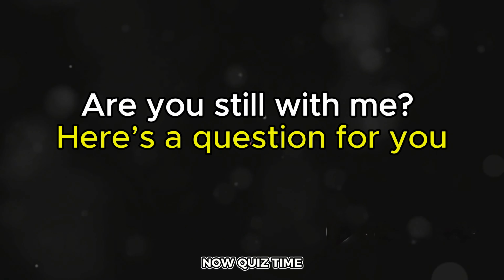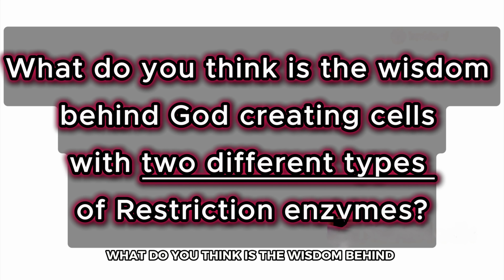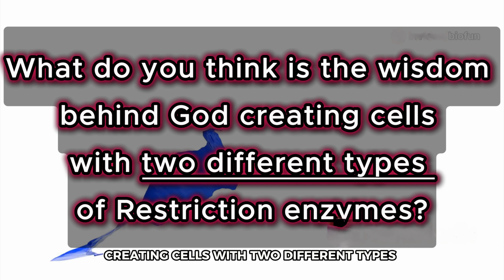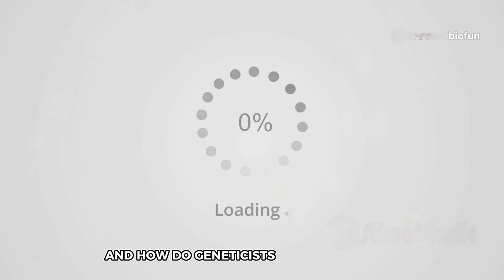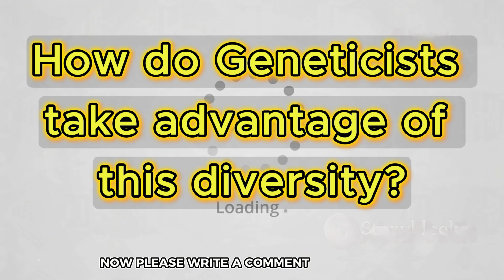Now quiz time. Are you still with me? Here's a question for you. What do you think is the wisdom behind God creating cells with 2 different types of restriction enzymes? And how do geneticists take advantage of this diversity? Now please write a comment down below.